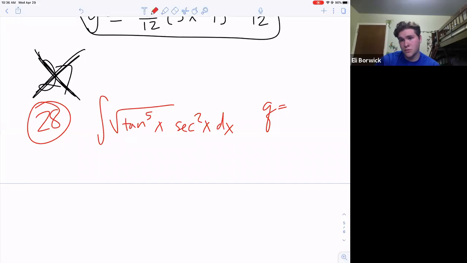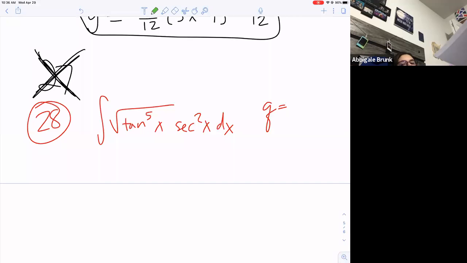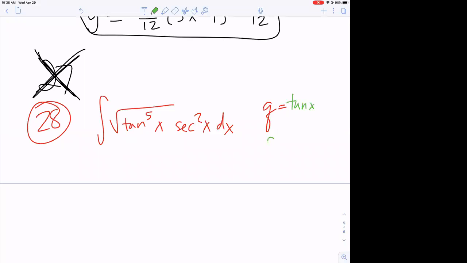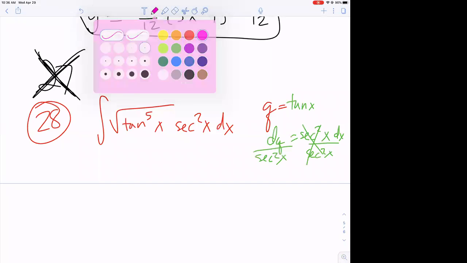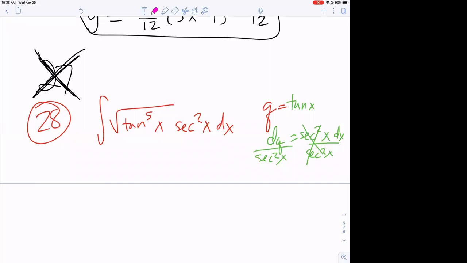So like kind of identifying those things, but tan x is a perfect Q because dq is secant squared dx, and then I can solve for that. Now here's a little bit of the tricky part because this is in such a weird format right now. I'm going to put Q in for tan, right? So doesn't that just mean that this is root Q to the 5th? Yeah.